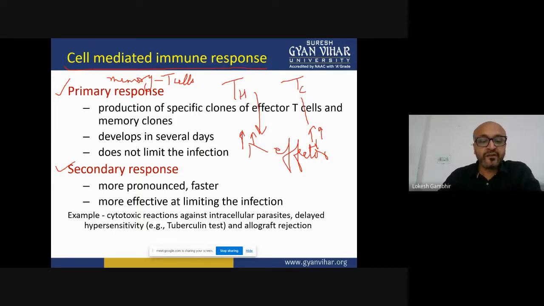Then we have the secondary response. When the same serotype of the pathogen infects the next time, these memory T cells are already there, so the time lag will be very less, the response will be very high and faster, and it will be more effective to stop the infection.